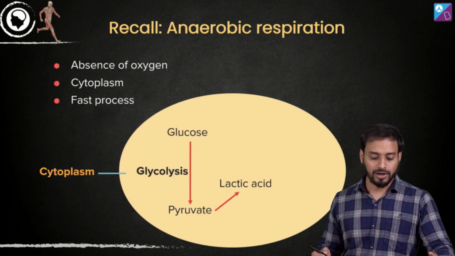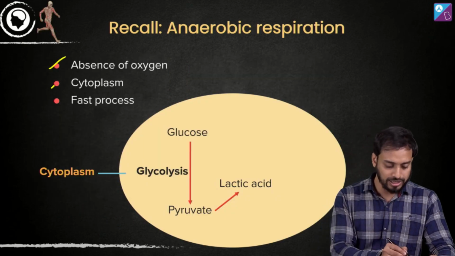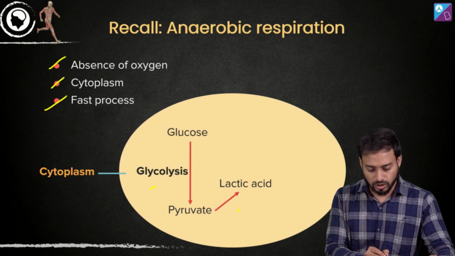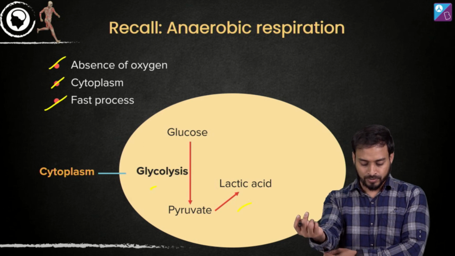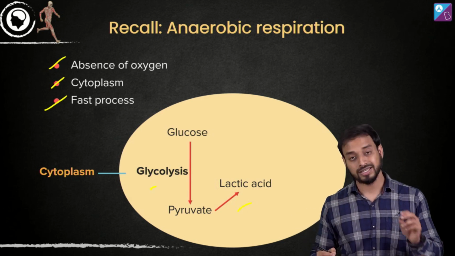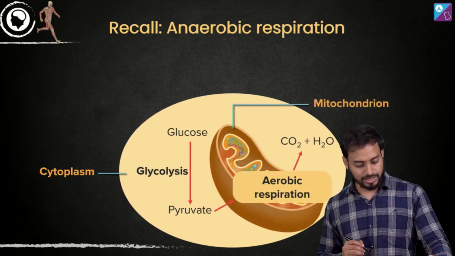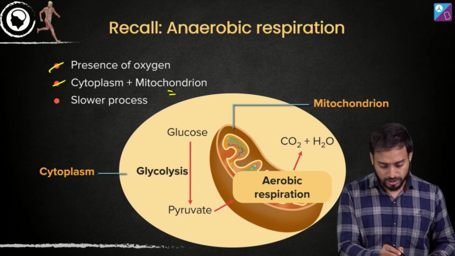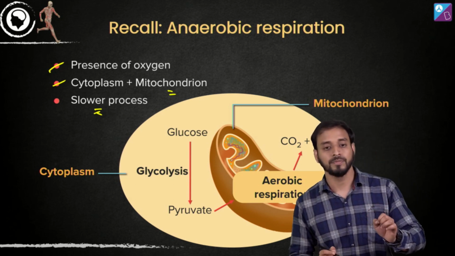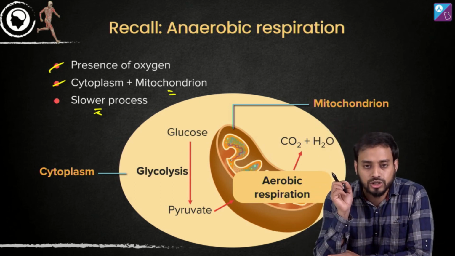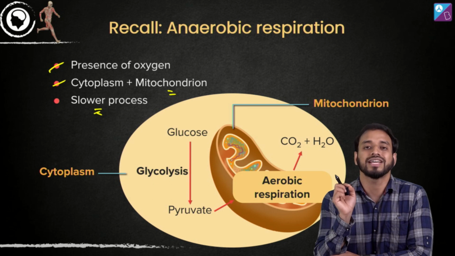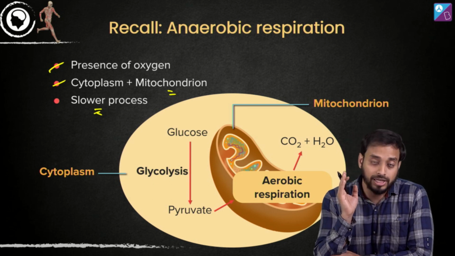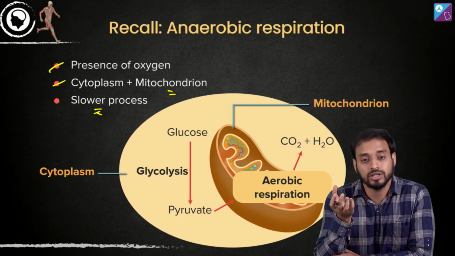Now recall anaerobic respiration, absence of oxygen, in the cytoplasm, fast process. So glycolysis से pyruvate बनता है and then it causes the formation of lactic acid. This process happens in the cytoplasm. It's a quick process. And you see, presence of oxygen, cytoplasm plus mitochondria, it's a slower process. If I talk about the aerobic respiration, it requires oxygen, right? Oxygen to drive this reaction. Fine.